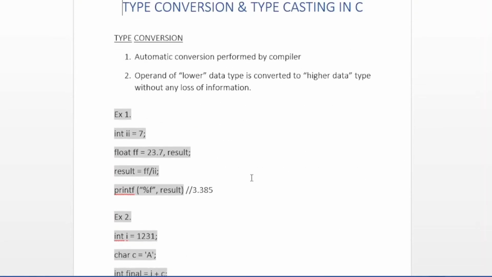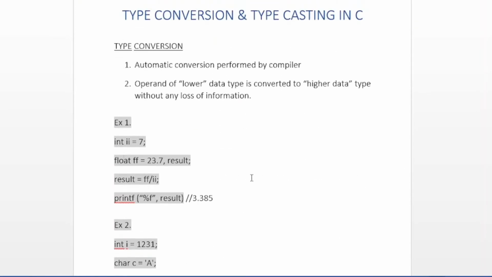Now let's see the example for this type conversion. Here you can see i is a variable of integer type that has been assigned value 7. So this is an integer type value. Then in the next line we have ff, a float type variable holding value 23.7. And in the same line I have declared another variable result of float type. Now here this 23.7 value that ff holds is divided by ii and then the value is assigned to result.